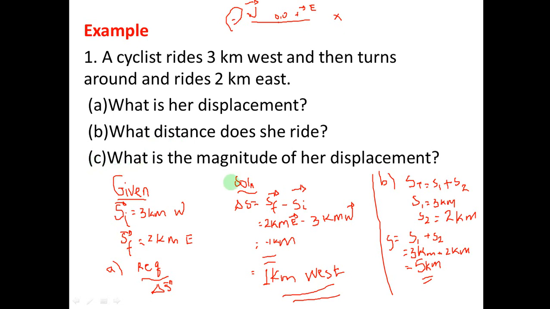C says, what is the magnitude of her displacement? As I told you, 1 kilometer to the west is the displacement. West indicates the direction, but the magnitude is 1. So the magnitude of the displacement is 1 kilometer.